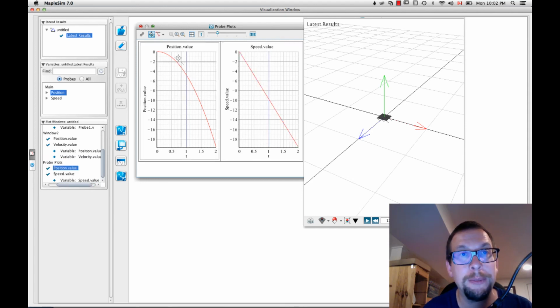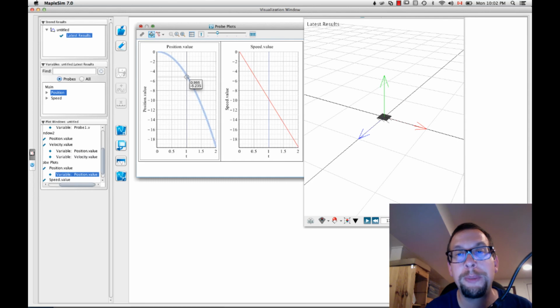If I go over here to my position value, and I bring it over to 1 second, it says that the position, not the velocity, the position, is negative 5.235 meters, roughly, give or take. So we know that based on what the simulation is telling us, when you get to about minus 10 meters per second, you should have a position of approximately 5 meters. And there you have it.